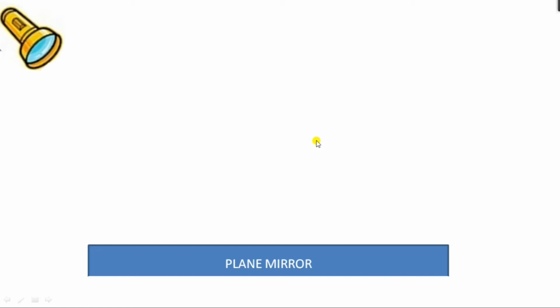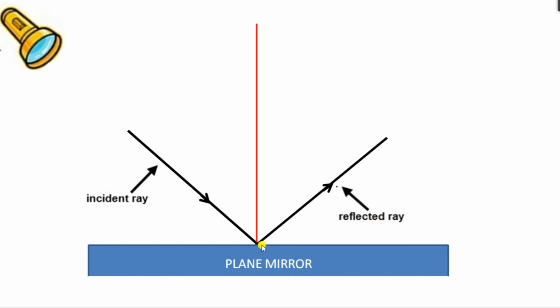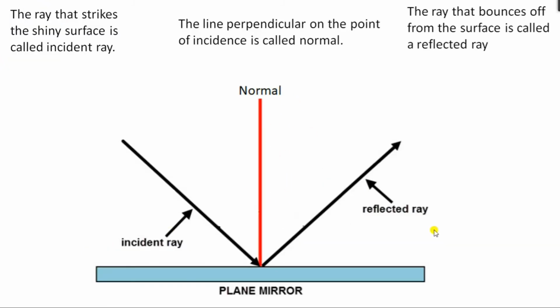Now we'll talk about the various terms related to reflection. The ray which comes to the reflecting surface is called the incident ray, and the ray which goes away from the reflecting surface is called the reflected ray. And a normal or perpendicular drawn from the point of incidence is called the normal. Incident ray, normal and reflected ray we have already discussed.